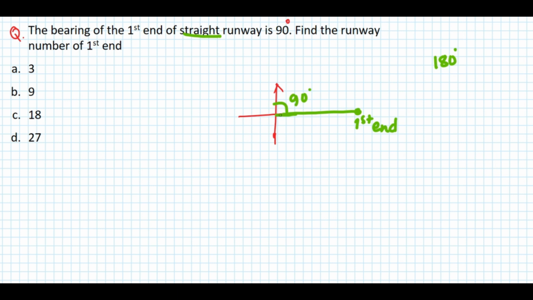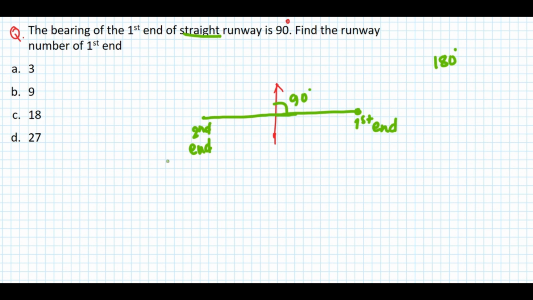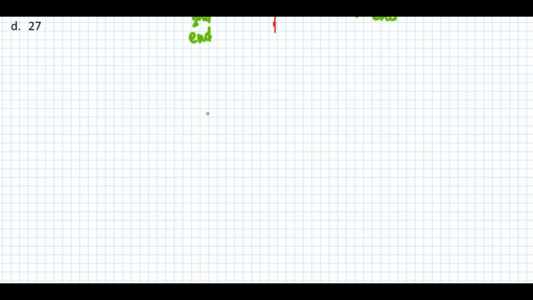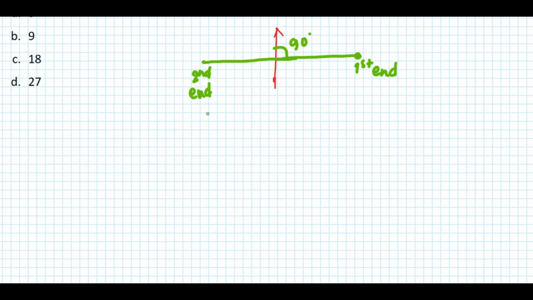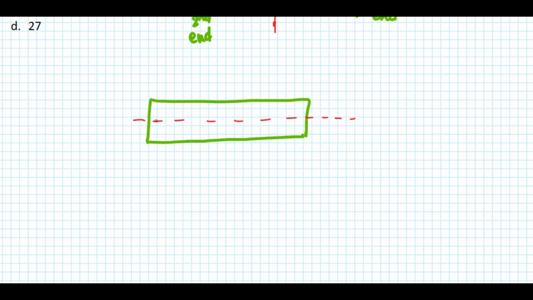Because it has to be a straight runway, right? So let's project it backward. This should be the second end, right? So we have the orientation of the runway. It's like this. So now let's draw a runway and the center line itself. So this is the center line.